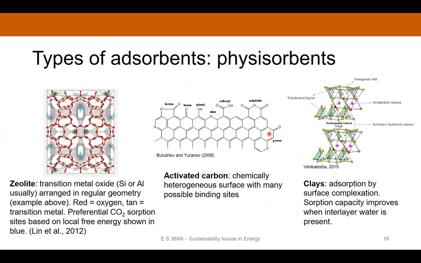So this works really well. It typically has a very high surface area, and so you can stick a lot of CO2 on there. Clays can also be used for this. Similarly, clays have a very large surface area, and they have a surface chemistry that allows CO2 to be adsorbed in surface complexes by surface complexation. There are a bunch of different sites where CO2 can go. There's these hexagonal voids. It can go in some of the interlayer spaces. If the clay is hydrated, this helps out a lot with its sorption capacity.